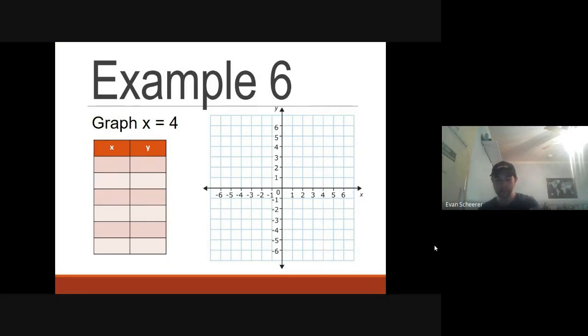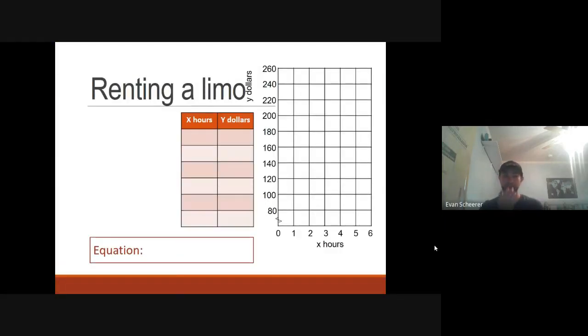All right, last slide, renting a limo. And I was way off. I thought we only had a couple more examples, but it turns out we got a few more. Now, unfortunately, this one is a little bit more in depth. It's not too bad though, but I promise you it is our last example.